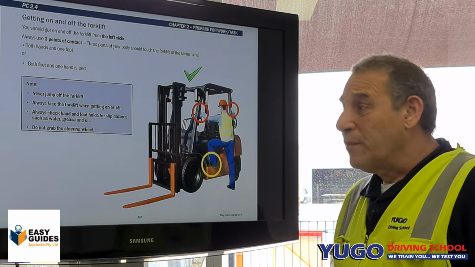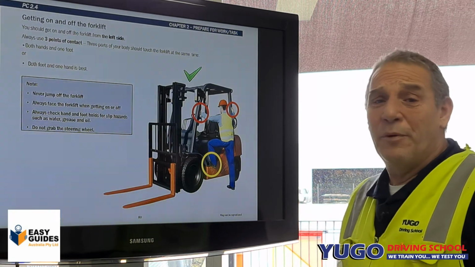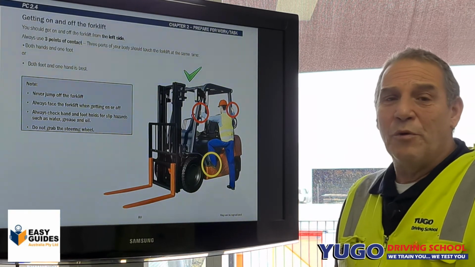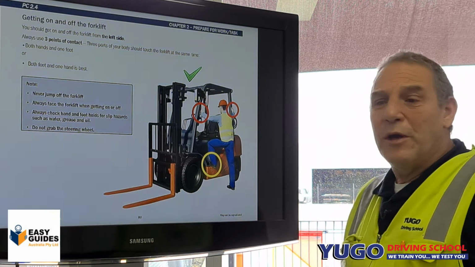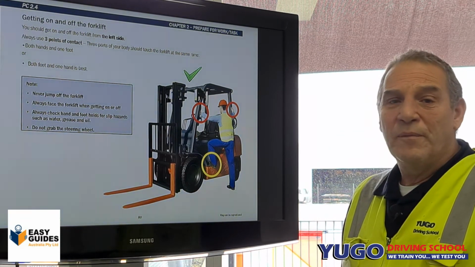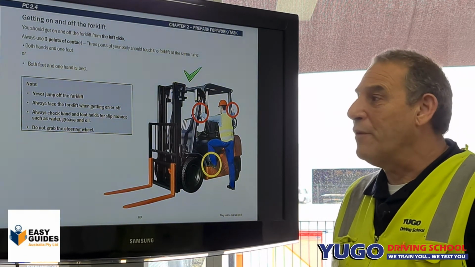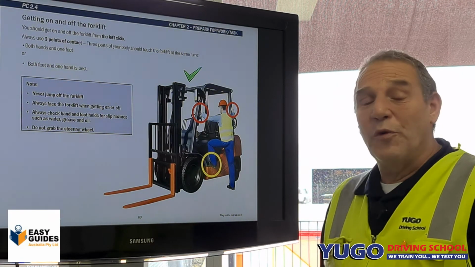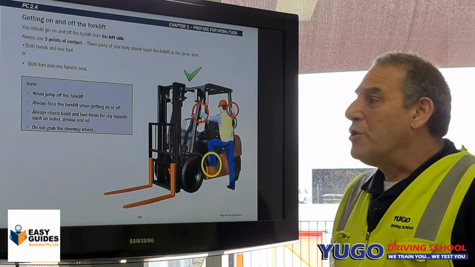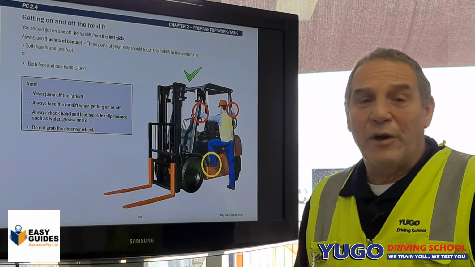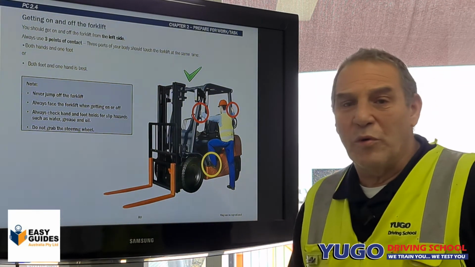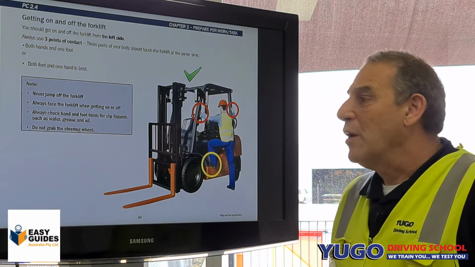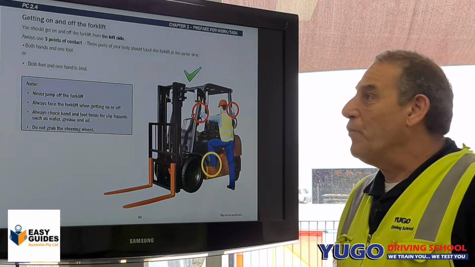Never use the steering wheel as a lever point. The steering wheel moves, you can slip, you can end up hurting yourself. Never jump off the forklift. Always face the forklift when getting on and off. Always check that the footholds haven't got any slip hazards like water or grease or mud on the controls. Do not grab the steering wheel.